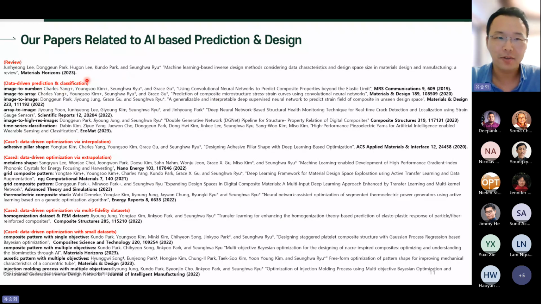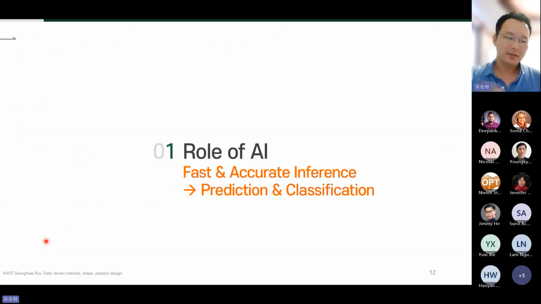And these are related to data-driven prediction and classification. Some examples of each case can be found here. Okay, so this is some self-introduction. So let me move on to the role of AI.